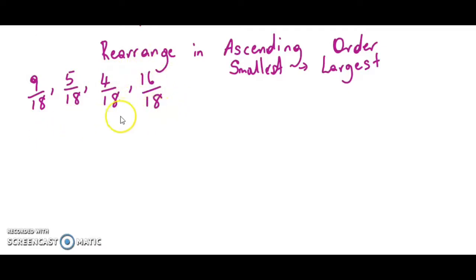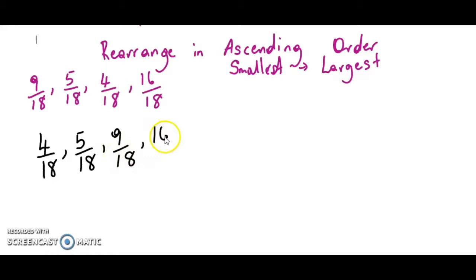Who would be getting the smallest amount? So let us rearrange in that order. Ascending, it would be 4 out of 18, and the next person with the least, 5 out of 18, and the next 9 out of 18, and the last one 16 out of 18. So in this case, this would be our answer.